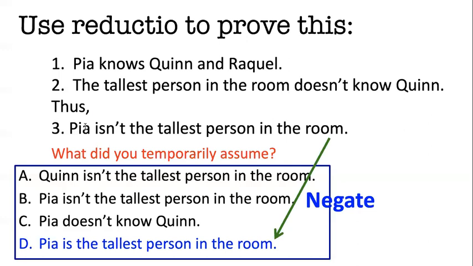When my conclusion is this, P is not the tallest person in the room, to do a reductio, you always assume the opposite of your conclusion. So if the conclusion says she's not the tallest person, I need to assume she is the tallest person. So D is the only correct answer. If you answered A, B, or C, something was wrong in your proof and it's not going to work properly.